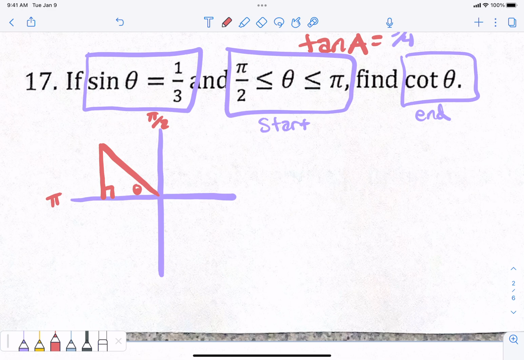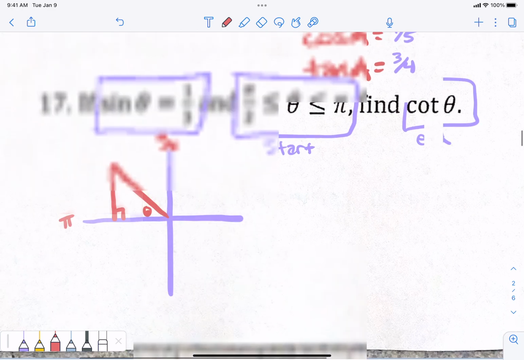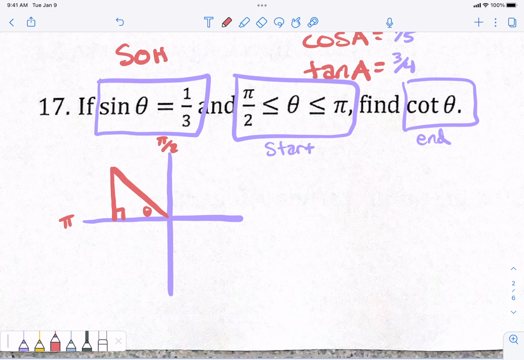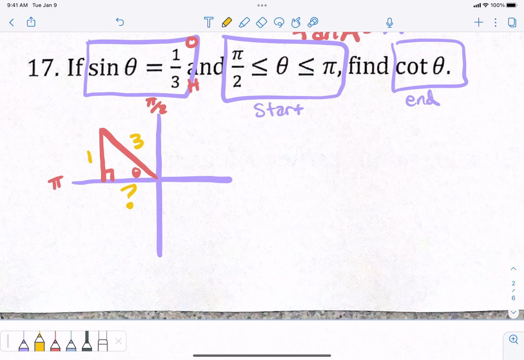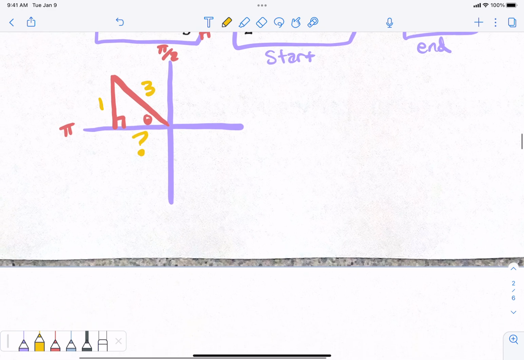Now we're going to move on to sine of theta. So, sine is SOH. And O is 1 and H is 3. So, we're just going to label our triangle. O is 1 and H is 3. Then we've got to find this side right here. Which side is your side C?